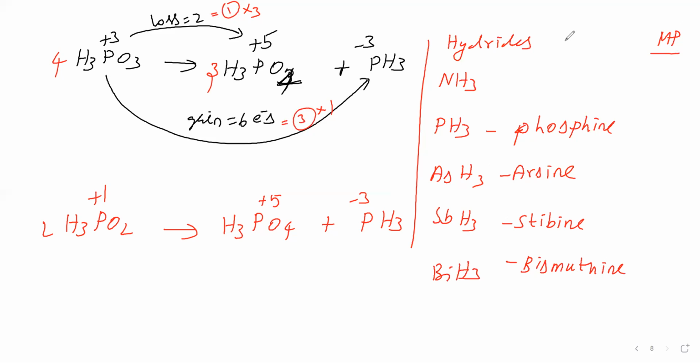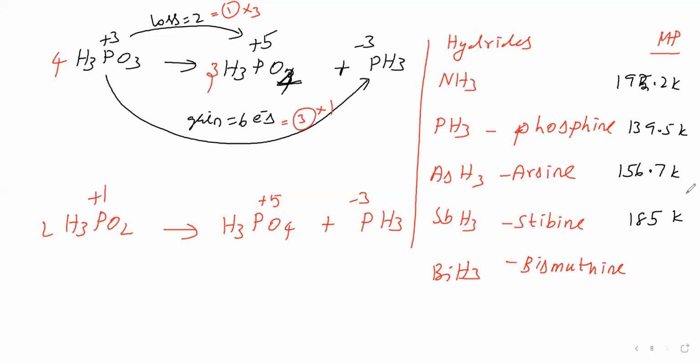For ammonia, the melting point is 195.2 Kelvin. Phosphine 139.5 Kelvin. Then arsine 156.7 Kelvin. Then stibine 185 Kelvin. Okay, so how the melting point varies, that we will see.